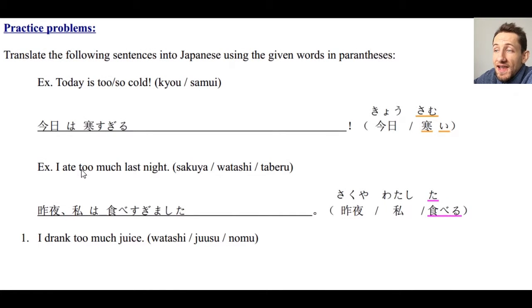The next one, I ate too much last night. So we have 昨夜、私、食べる. So 昨夜、私は食べ過ぎました. Or, you could also say, last night, 昨日の夜. But here we have 昨夜, a good vocabulary word.